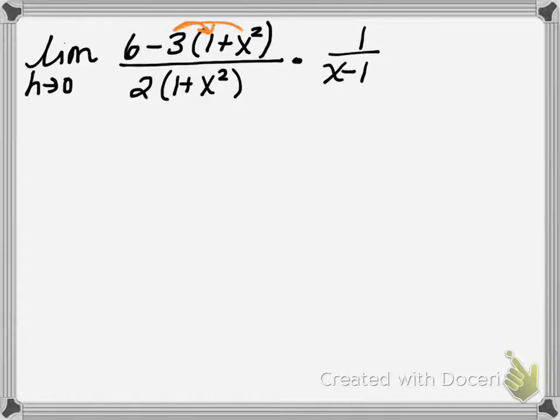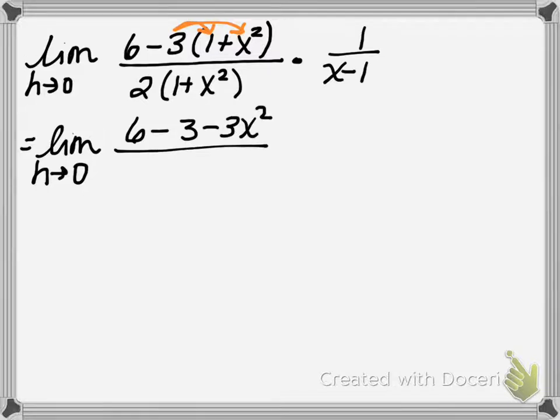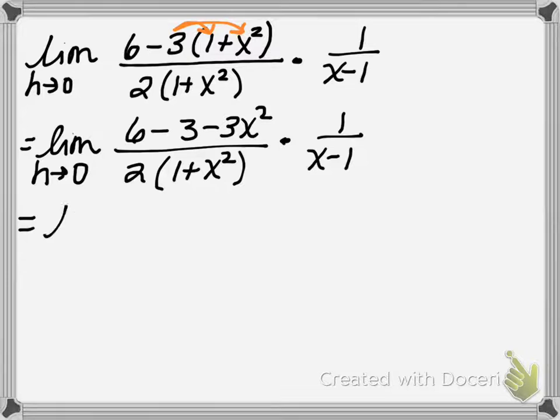So now you'll distribute in the numerator, as well as combine like terms. So we have the limit as h approaches 0 of 6 minus 3 minus 3x squared divided by 2 times the quantity 1 plus x squared. Once again, you could distribute in the 2, but I'm not going to bother. I'll just leave it factored out. And then combining like terms, 6 minus 3 gives us 3. So we have 3 minus 3x squared.